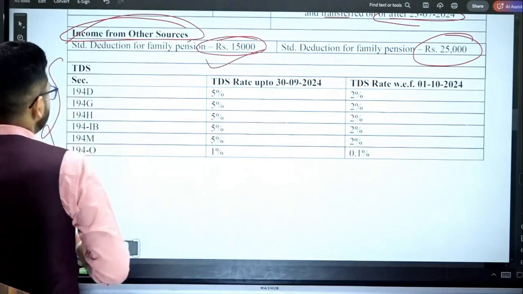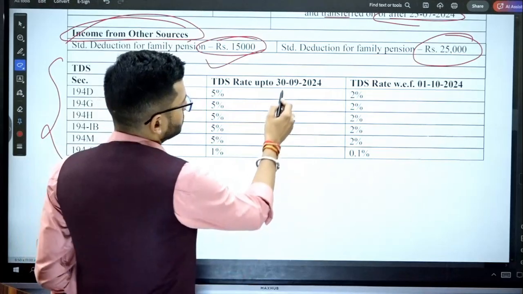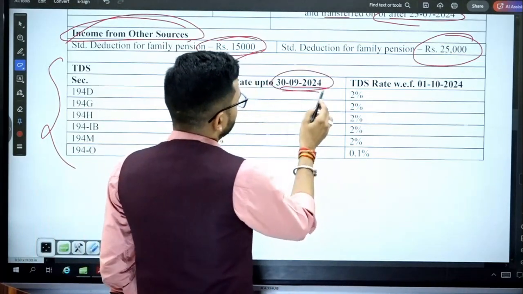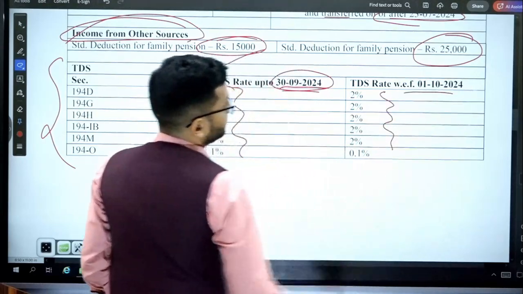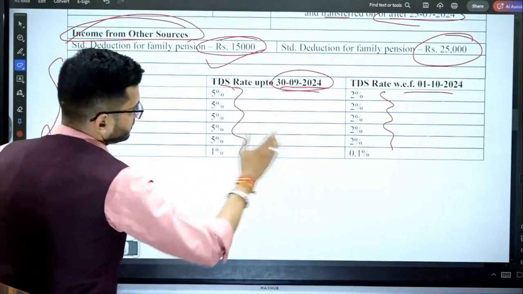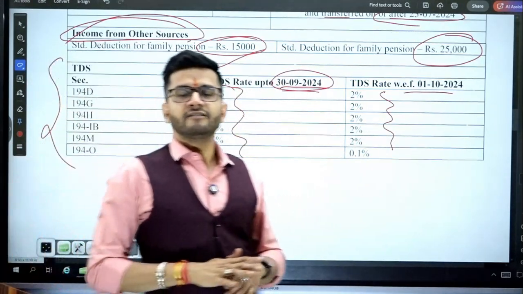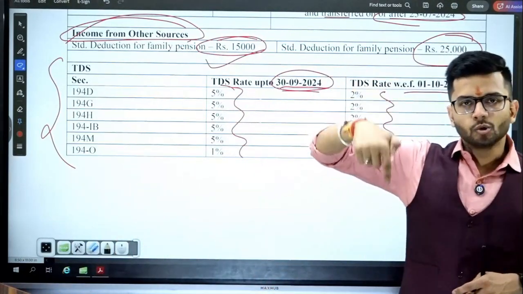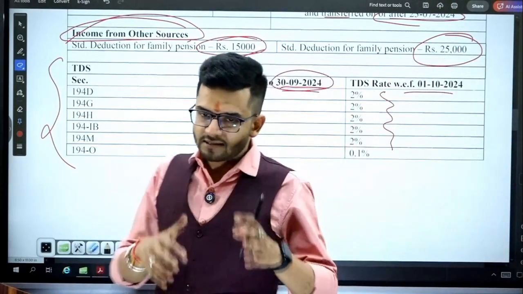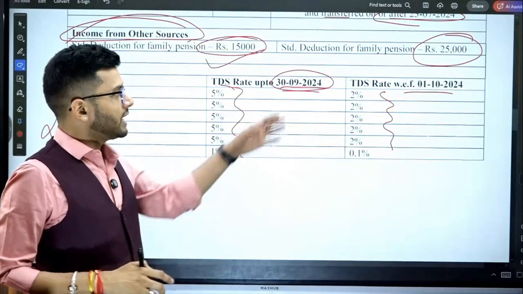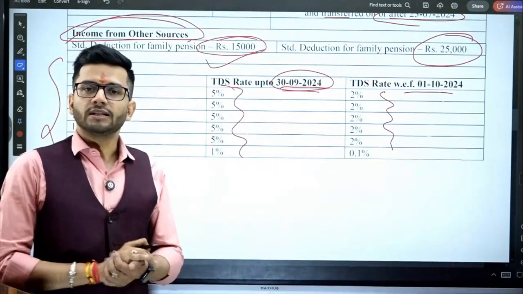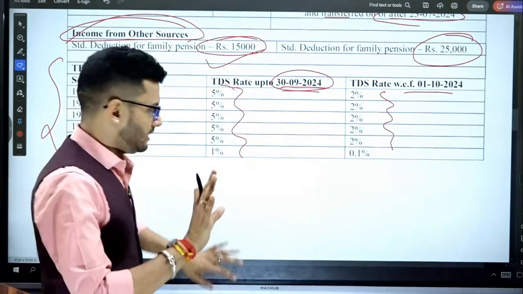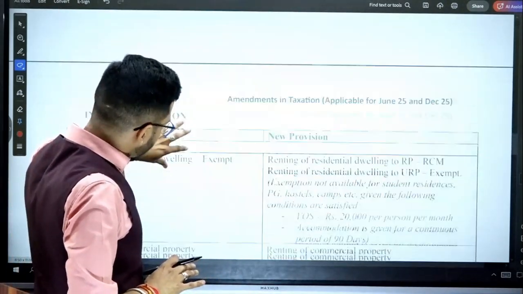There has been some amendment in the TDS rates. So up to 30th September 2024, the TDS rates were these, and now the TDS rates have been amended. These are the revised TDS rates. This PDF, I will be saving in the Google Drive, in the link below. You can see in the description section, there will be a link. I'll save this PDF over there. You can download this PDF, take a printout and do all these amendments by yourself, and you'll be fairly done with the important amendments.